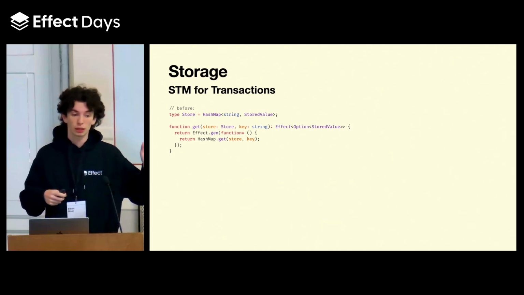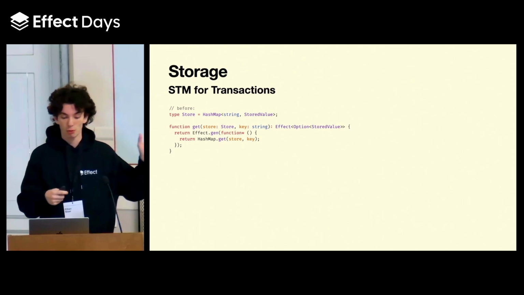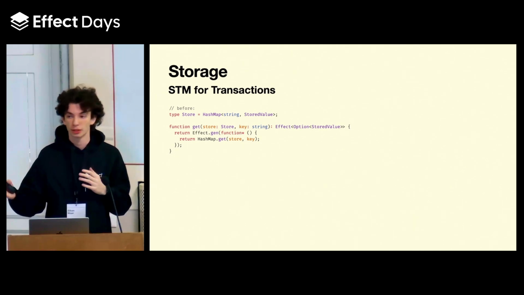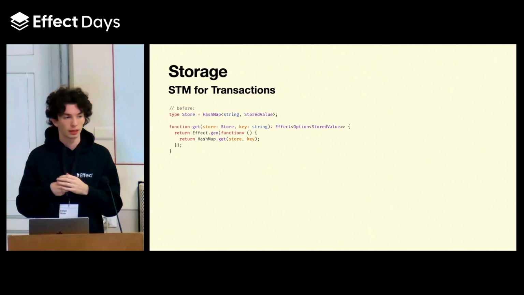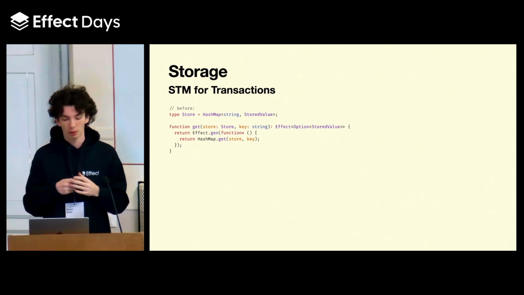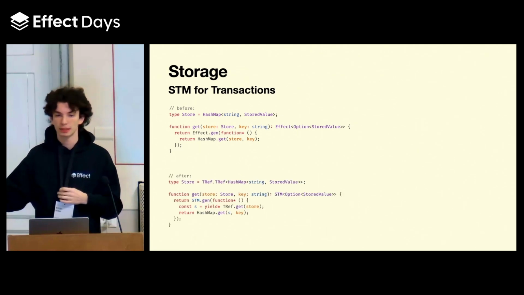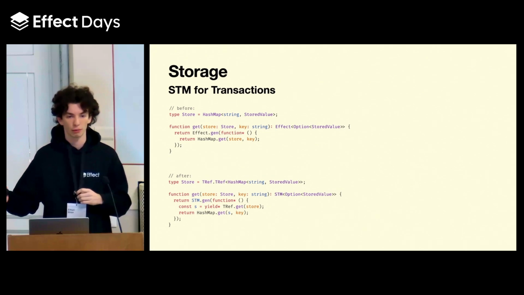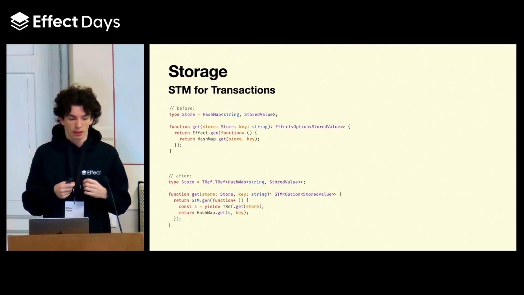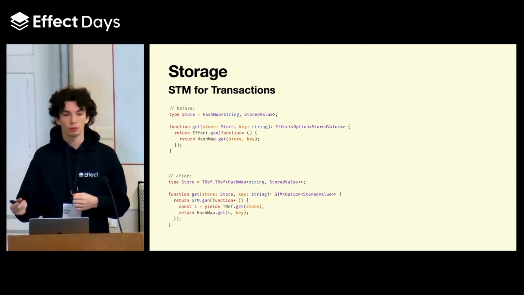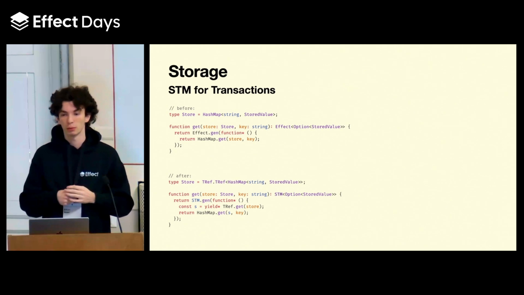Up until now, we've had a normal hash map, and all of our operations on this hash map are synchronous. We're just getting and setting to the hash map. But in order to use STM, we need to put this hash map inside a TRef, or a transactional reference. A TRef requires that the type inside is immutable, but we've already fulfilled that requirement because we're using Effect's immutable data types.